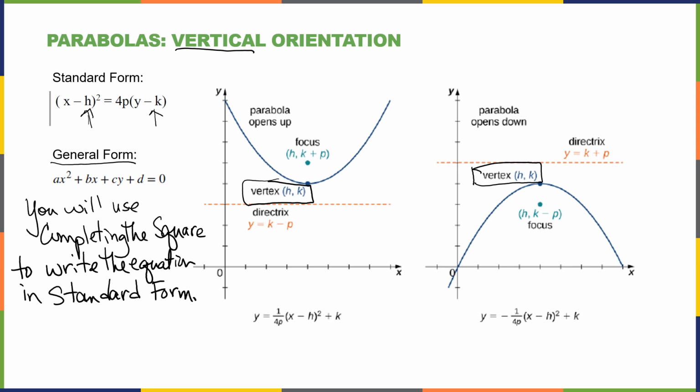So if a problem is given to you in general form, and it frequently is, you must first do completing the square to write it in standard form, then you will be able to identify your vertex. Once you identify your vertex and the value of p, then you're able to locate the focus and the directrix. If the value of p is positive, then the parabola opens up.